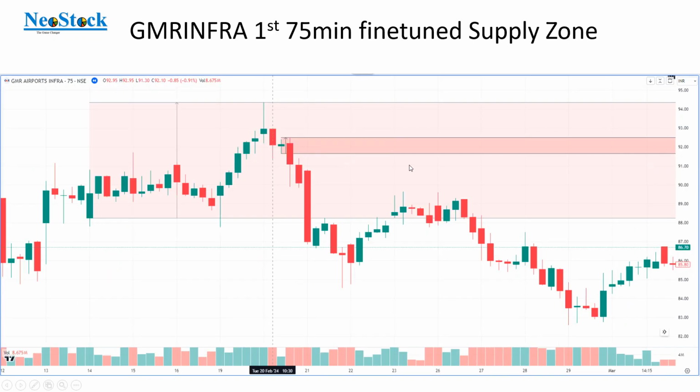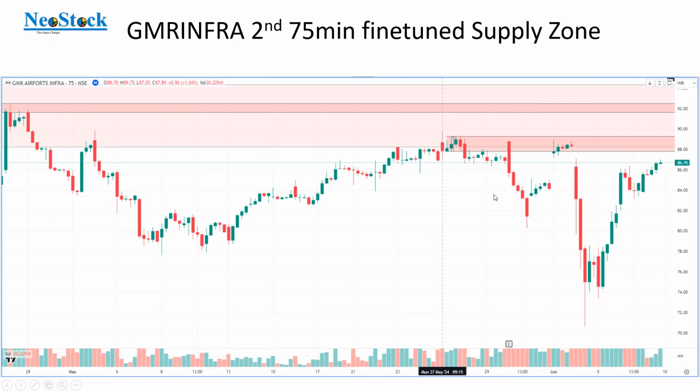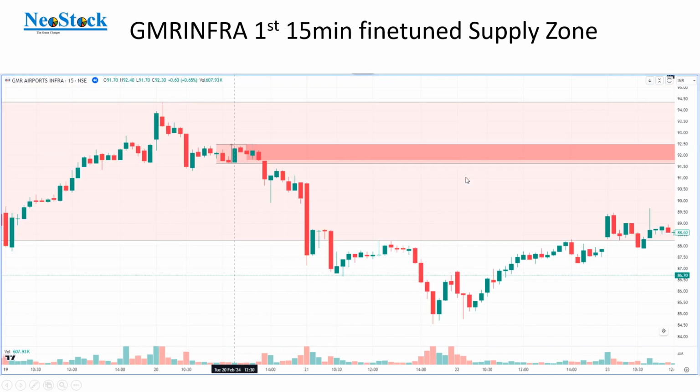So in the 75 minutes time frame, we have identified a drop base drop. This is the first 75 minute zone. We have one more zone also available. This is the other one. We have a drop, base candles, and again a drop. So we have two 75 minute zones available.